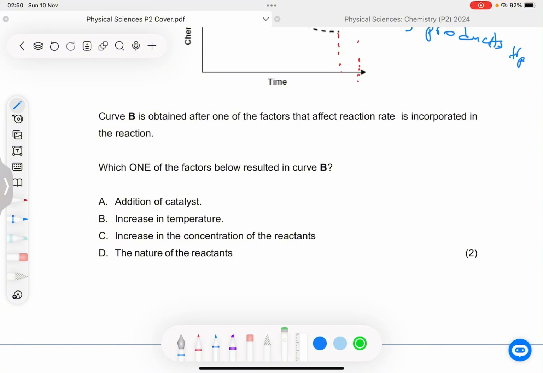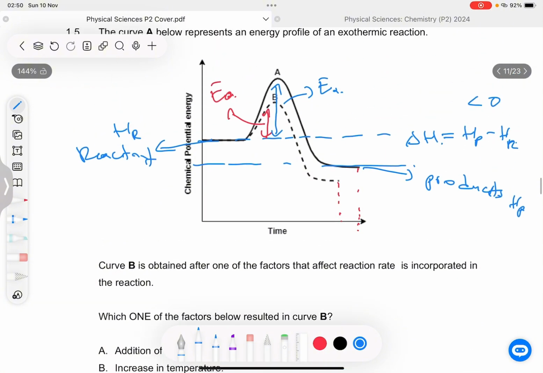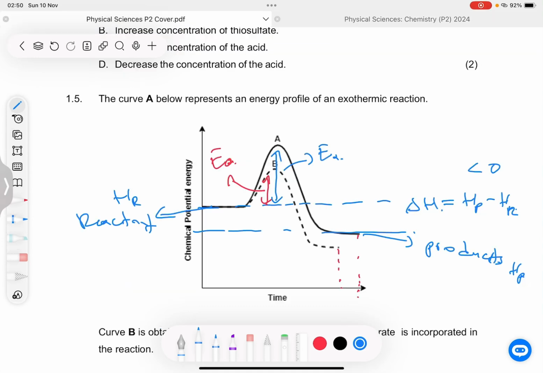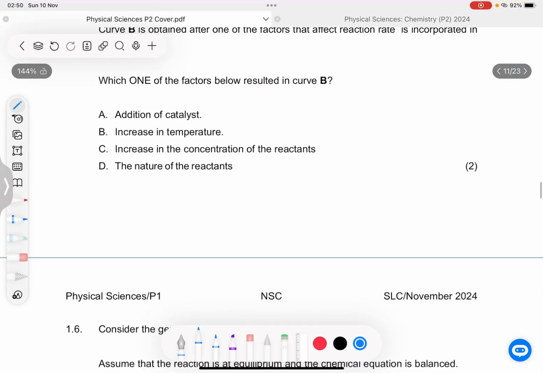They say the nature of reactants. Well, the nature of the reactants is a characteristic property of the reactants themselves. You cannot really change that. It comes with the reactants. It's how they are. Maybe they're flammable, maybe they're inert, or they're unstable. So you can't change that one. So this doesn't make sense to even be an option. So A seems to be the best option. So for 1.5, we're going with A.